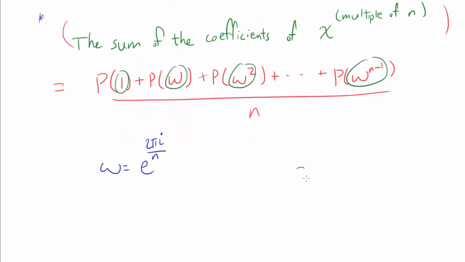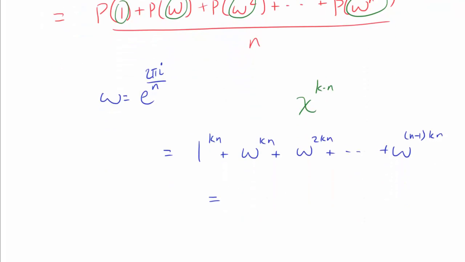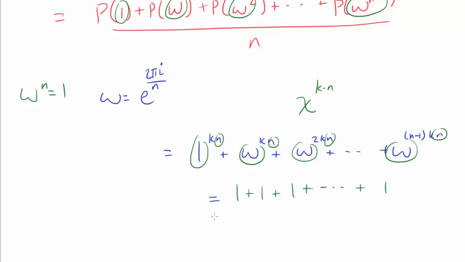So we have this x to the k times n, and if we think about plugging in 1, omega, omega squared, all the way to omega to the n minus 1 into x and adding up the results, then we are going to get 1 to the kn plus omega to the kn, omega to the 2kn, all the way to omega to the n minus 1 times kn. But this is easy to evaluate because by definition, omega to the nth power is 1. So we know 1 to the n is obviously 1, omega to the n is going to be 1, then omega to the 2kn, well, omega to the n is 1, and so on. So we are just adding up a bunch of 1s, and specifically, we are adding up n 1s.